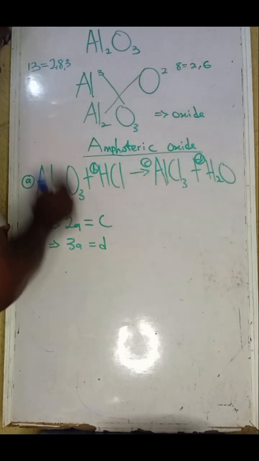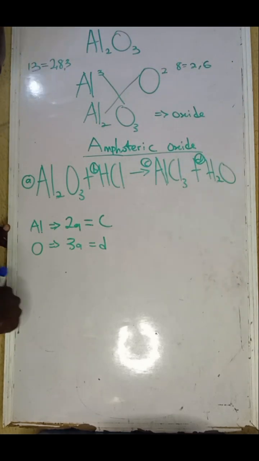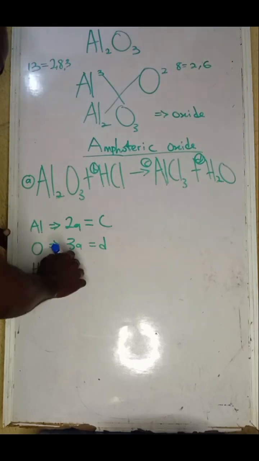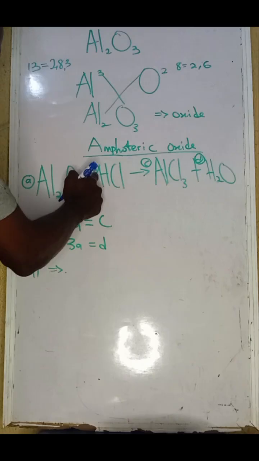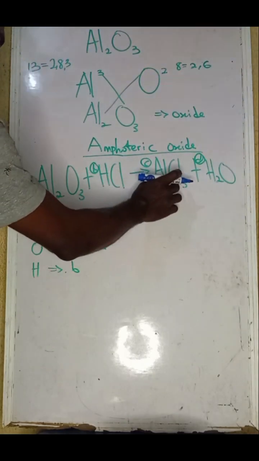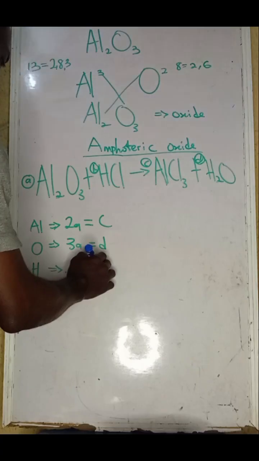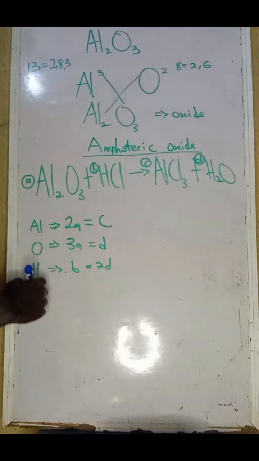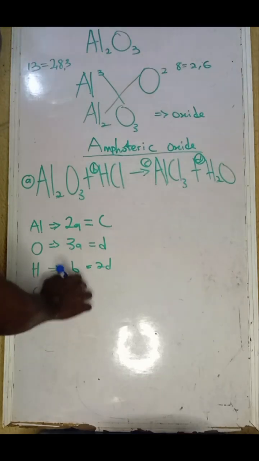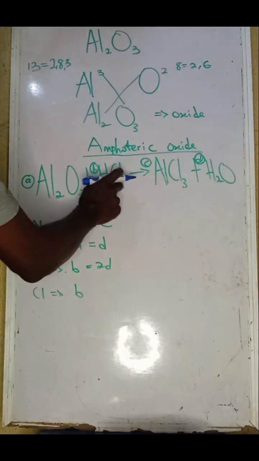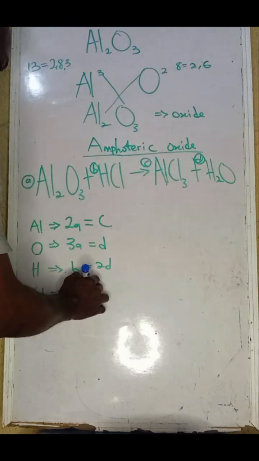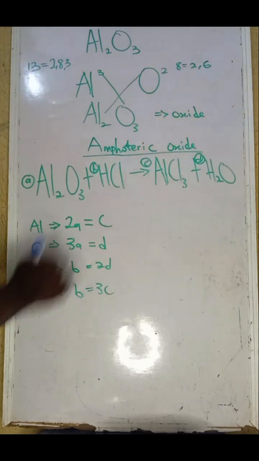Let's go on to the next one, which is hydrogen. For the hydrogen, we have the coefficient to be B on this side. We don't have any hydrogen here, and we have 2D here, equals 2D. And for the last part, which is chlorine, the coefficient of chlorine here is B. If there is a number here, that means we multiply it by the number. So it equals 3 and C, 3C.